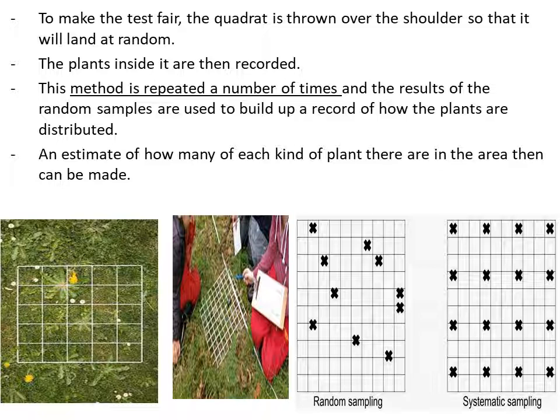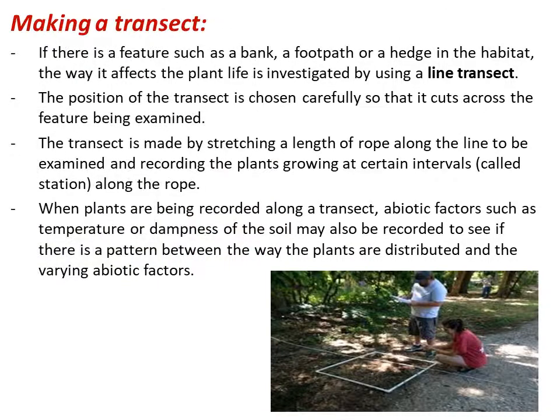Okay, you can see that one. This is a quadrat. Here they recorded the names of the plants that they found in the habitat, and the last one, as I told you, they made randomly. Here it is random sampling, and here systematic sampling. This was speaking about using a quadrat. Let's speak about making a transect.